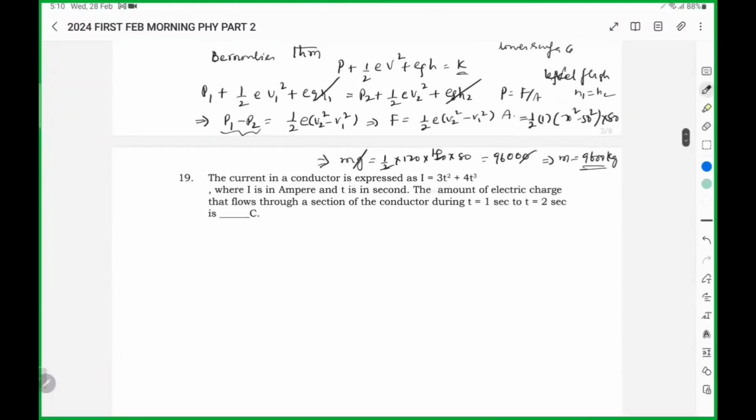The current in the conductor I here is the amount of electric charge flowing. I here is the rate of flow of charge. From here, dq is I dt, which is 3t square plus 4t cube dt.